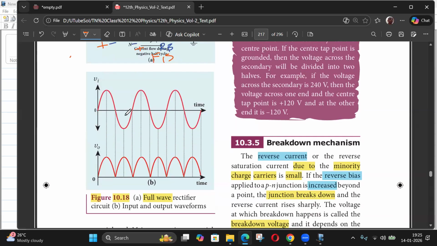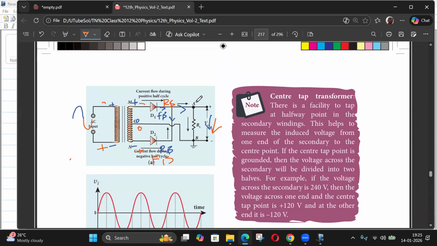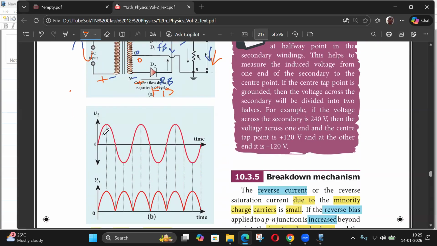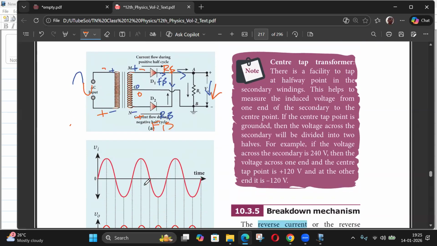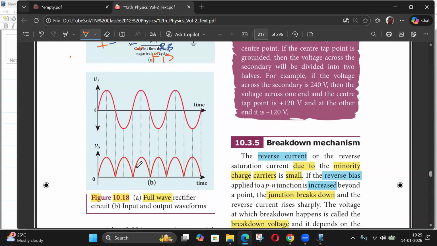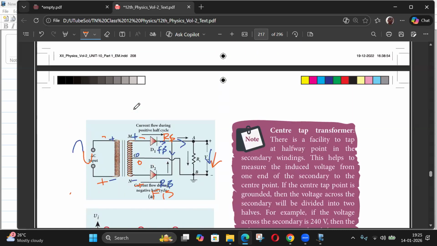Even when the input is negative, this will push the current from A to B, but the path is via D2. Here D1 is conducting, here D2 is conducting, but the current direction is always from A to B. The connection is made such that it's always A to B. That's why we are getting the current for the second half also. So this is full wave, in the sense that the current is flowing for the full input. So this is called a full wave rectifier.